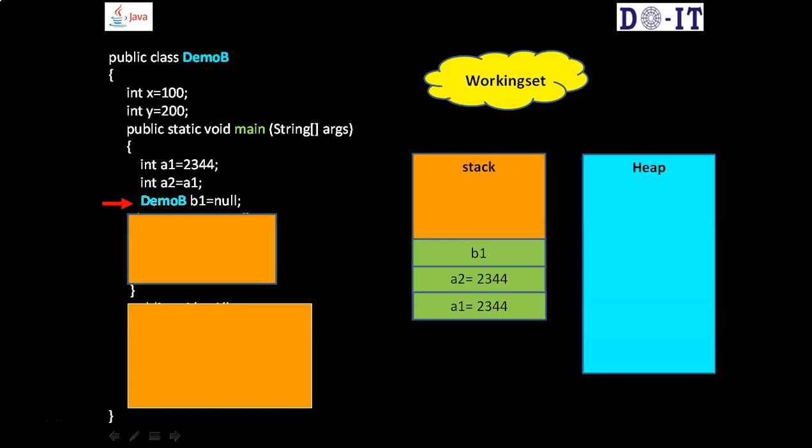Similarly, I'm assigning a1 to a2, so another memory is allocated for variable a2, 32 bytes will be allocated for it, and a copy of 234 will be created and stored in a2. Now we are moving on to the third line where we are creating a reference b1 of type demo B. So now memory is allocated for b1, but in that location null will be stored. So what will happen here is, if you try to use b1 now, you're bound to get an exception called null pointer exception.